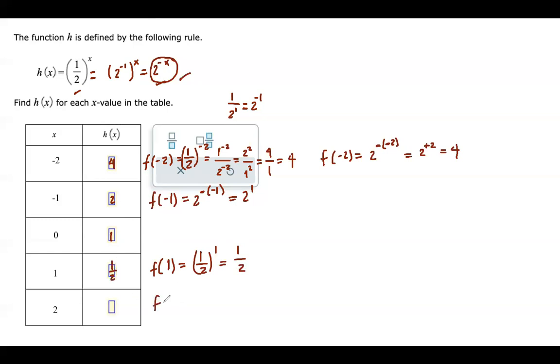And finally, we have f of 2 raised to the power of 1/2 raised to the power of 2. So that's 1 squared, that's 1. 2 squared, 4.